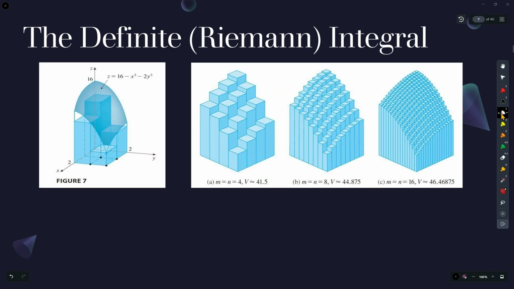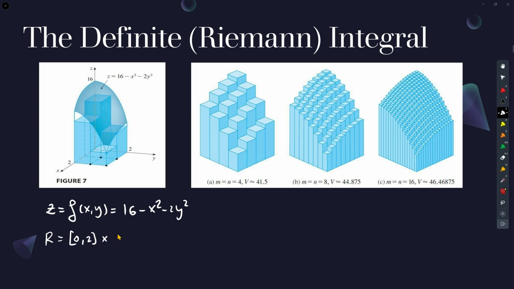So for example, in this particular function, f of x, y is equal to 16 minus x squared minus 2y squared over the rectangle, which is [0, 2] cross [0, 2], we want to find the volume under the graph and above that rectangle. And here we have some approximations.